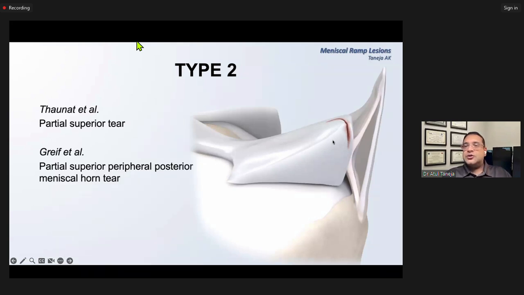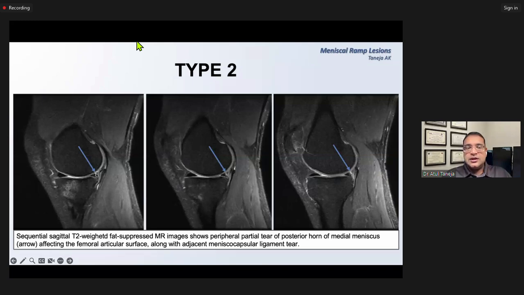Type 2, we have a partial superior tear. Okay, so in type 2, it's going to affect the meniscus itself, the meniscal substance, and Griffith have expanded this definition to partial superior peripheral posterior meniscal horn tear. All right, so here we see consecutive images on sagittal. We see a partial tear involving the superior part of the peripheral zone of the meniscus. All right, and you can see that the meniscocapsular ligament is also torn here, but it is also affecting the superior part of the meniscal substance.